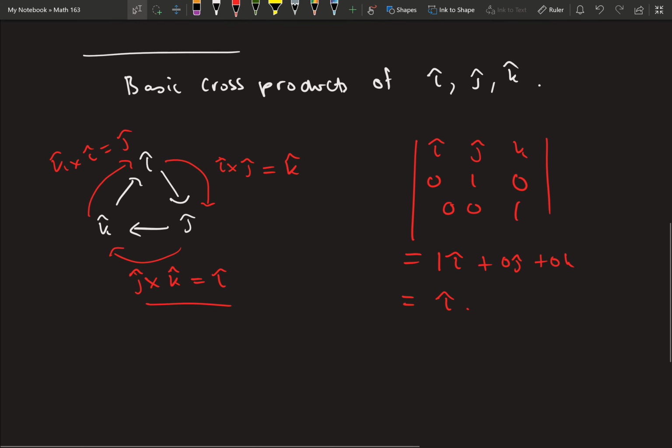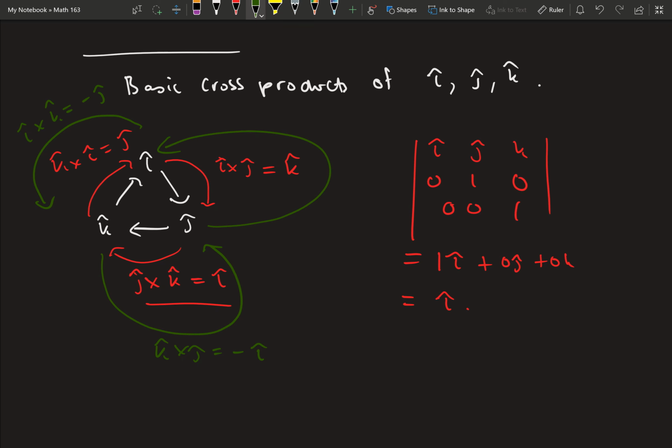Note here that if you go the other way, it actually reverses the process. So suppose you go this way, meaning you do i cross k, you're going to end up with the negative of what you originally had, negative j. If you do k cross j, you're going to end up with minus i. And if you do j cross i, that's minus k.